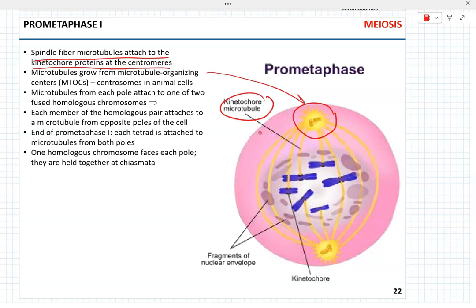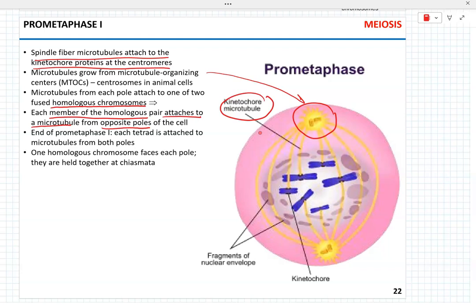So microtubules that extend from each pole attach to one of the fused homologous chromosomes, not chromatids, the entire chromosomes. So each chromosome of the pair attaches to a microtubule from the opposite pole of the cell. It's similar to the attachment of sister chromatids in mitosis, but in this case, it's homologous chromosomes.